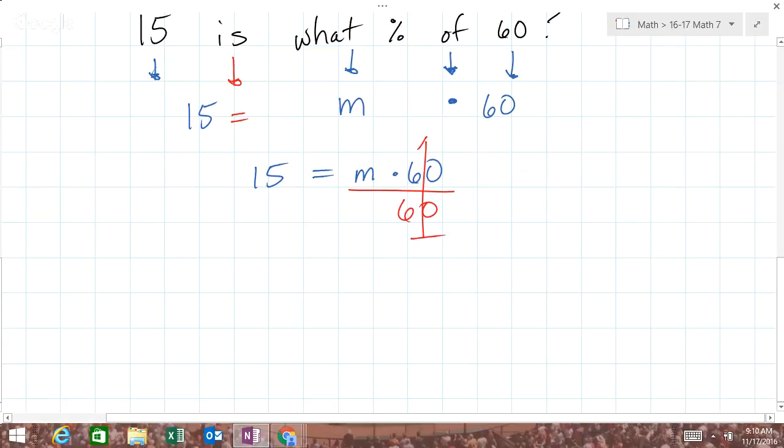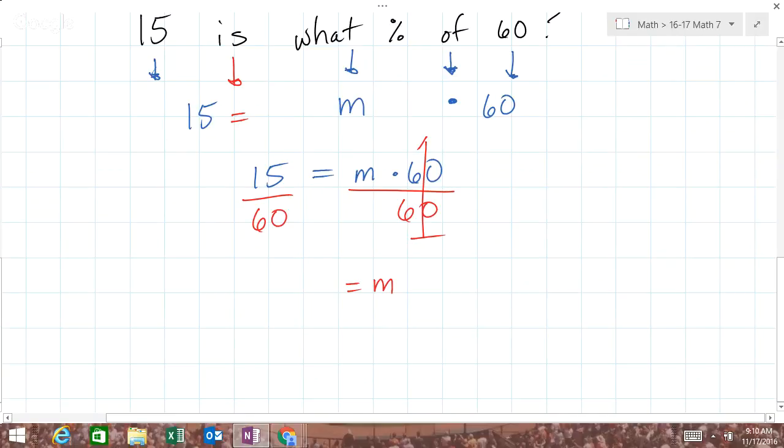We get that giant 1, we get M by itself. That means whatever I do to one side, because of that equal sign, what does that mean for the other side? I have to do the same thing. That whole giant 1 idea, whatever I do to one side, I do to the other. So now we have M equals 15/60.